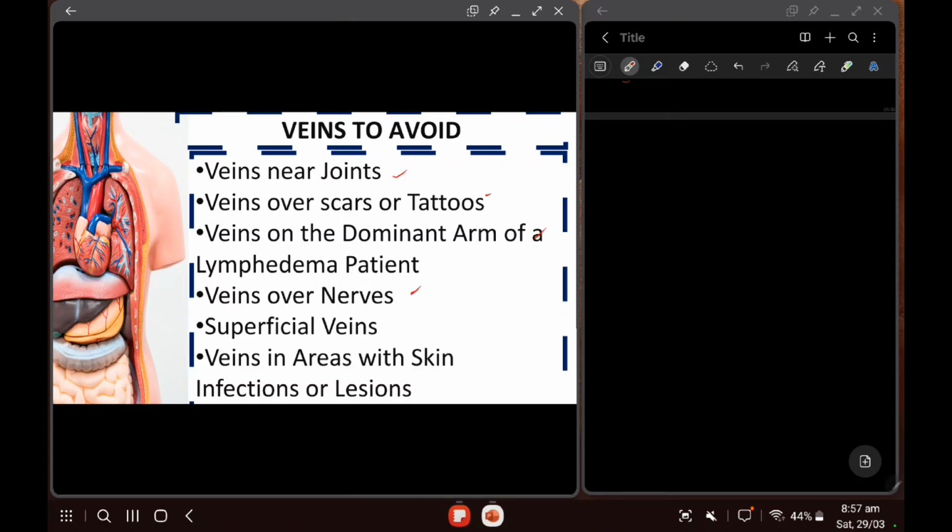And then we have veins over the nerves, because we have to avoid the veins that run directly over the nerves, para ma-help natin yung mga nerve, maiwasan natin yung nerve injury or discomfort during the venipuncture process. And then we have superficial, extremely superficial veins, which may be prone to rolling, making them harder to stabilize during venipuncture.